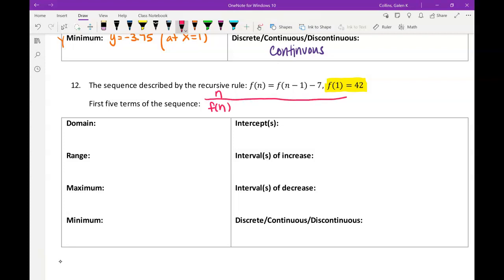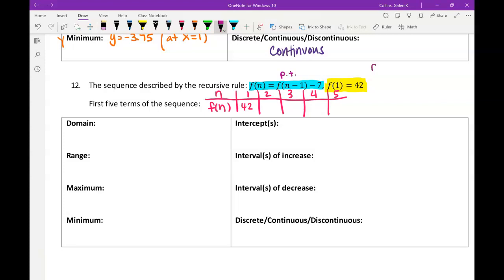So my first 5 terms would be term 1, 2, 3, 4, and 5. In this recursive rule, we're told that when n is 1, my first term is 42. Also, looking at the other part of our recursive rule, we could see that I am subtracting 7 from my previous term. So I could either use the rule to evaluate.